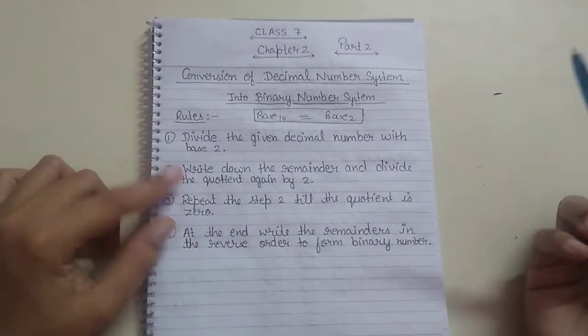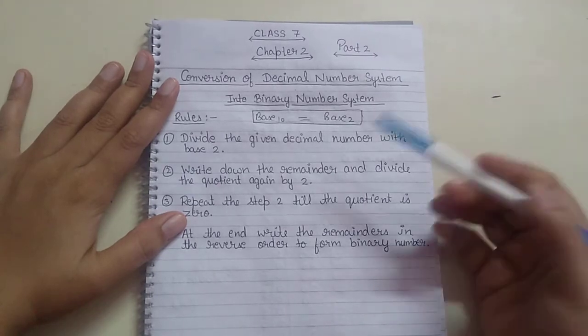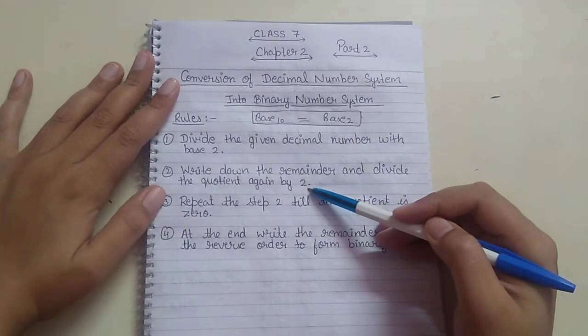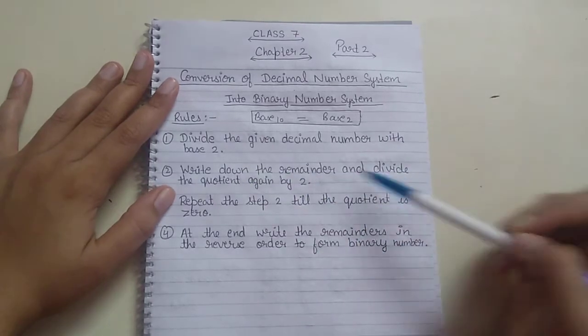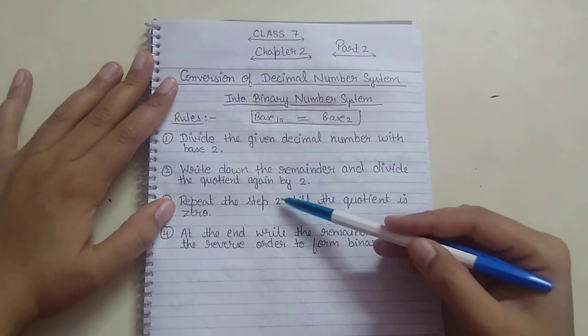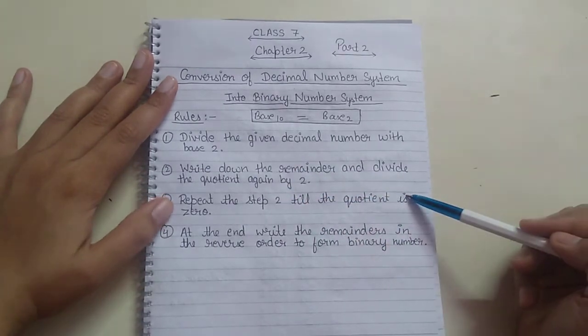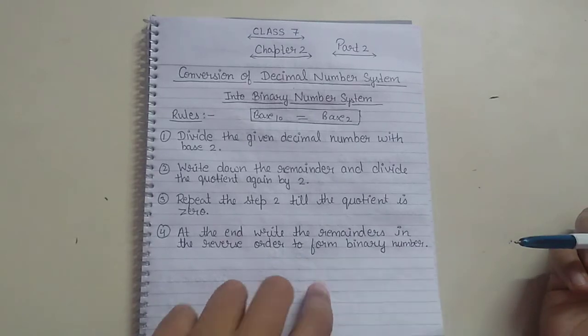When we are dividing any number, at that time we will get a dividend. We are having dividend as 2. Then we will get remainder also and quotient also. So write down the remainder and divide the quotient again by 2. Repeat step 2 till the quotient is 0. At the end, write the remainders in the reverse order to form the binary number.